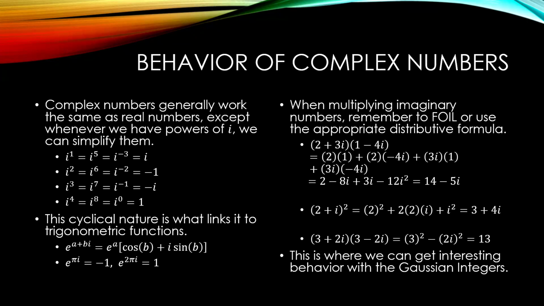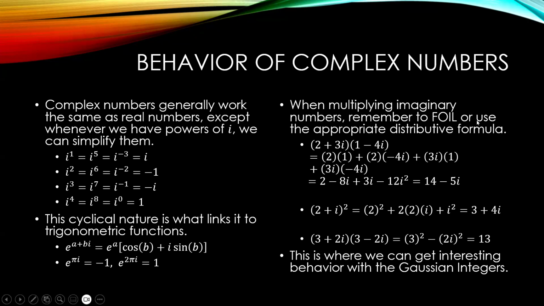And this cyclical nature is what links it to trigonometric functions. It turns out that e to the a plus bi is equal to e to the a times cosine of b plus i sine of b. And so this tells us e to the pi i is equal to -1, and e to the 2 pi i is equal to 1. That is some very weird behavior, and you'll never guess who came up with it. It was our good friend Euler. Euler seemed to do a lot of math.